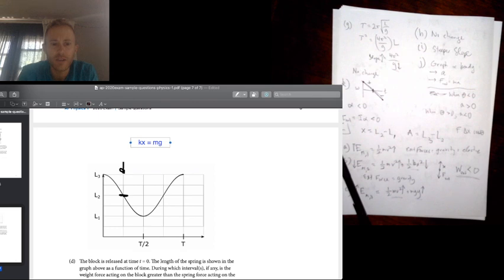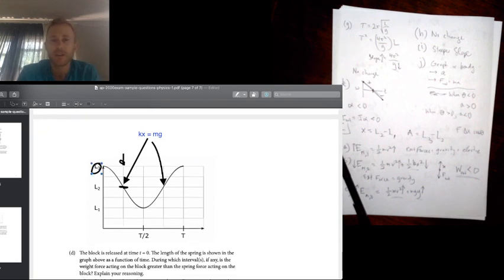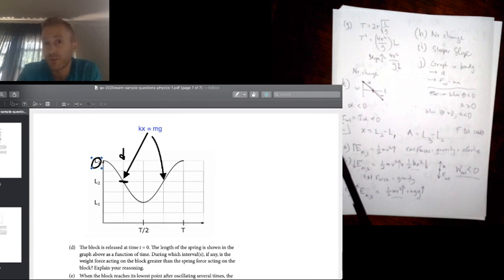Kx equals mg right there, and also Kx equals mg right here. So those are the 2 points where Kx equals mg. If we look at L3, the rubber band is more extended. So if we have more extension, the weight force stays constant.